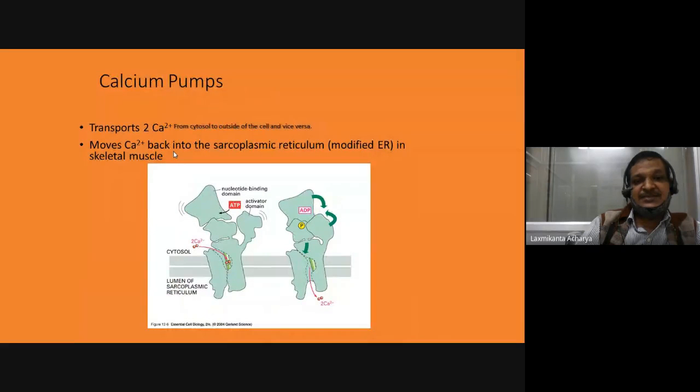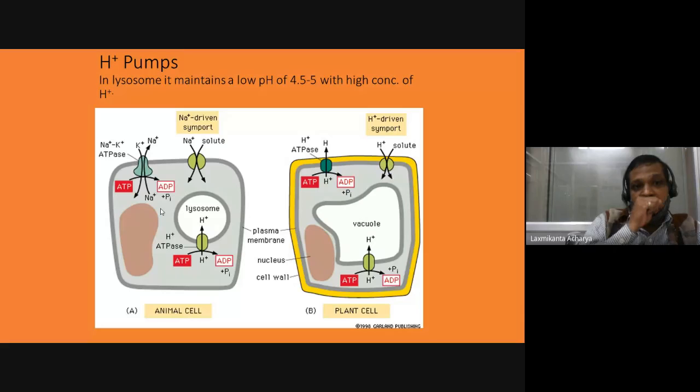Now, similarly, there is another pump that is called the calcium pump. Do you know where the calcium is present inside a cell? Yesterday I was talking to you. Endoplasmic reticulum. Yes, it is also written here that these calcium molecules are present inside the endoplasmic reticulum, and the calcium can come out of that endoplasmic reticulum through these calcium pumps, and this is your hydrogen pump that is mostly seen in the lysosome.